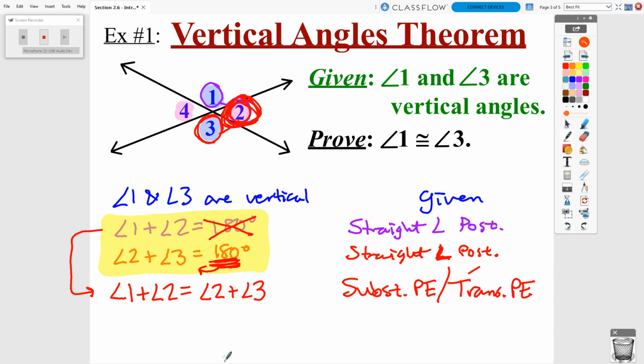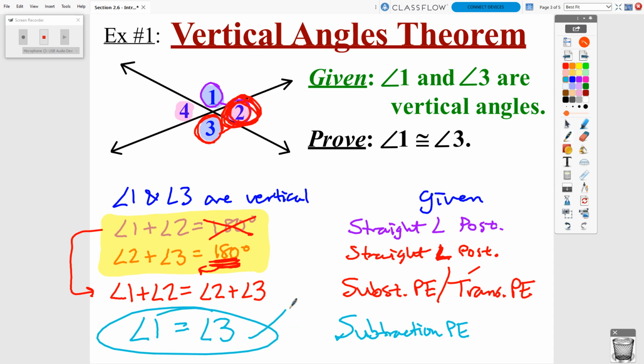What's that? Subtraction property of equality? I think you're right. So if I subtract away angle 2 from the left side, that leaves me with angle 1. And at the same time, if I subtract away angle 2 from the right side, that leaves me with angle 3. So now, using the subtraction property of equality, notice what I now have. And notice what I'm trying to prove here. So that means we are done. There's our period at the end of our mathematical statement here.